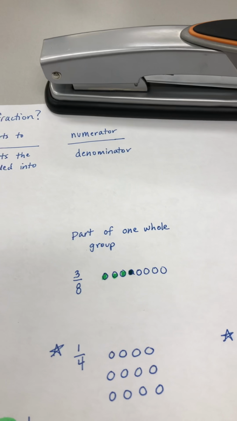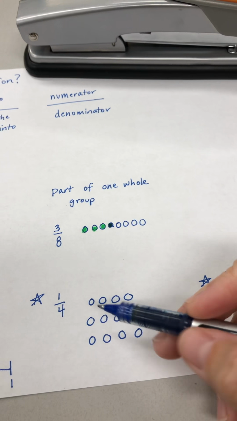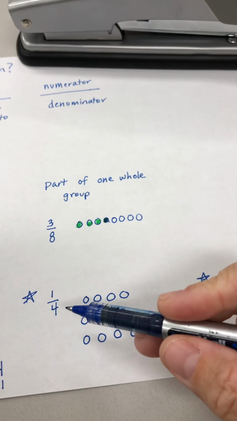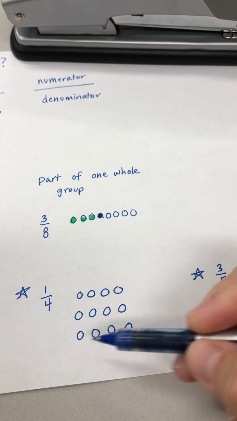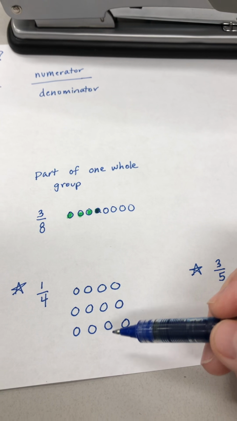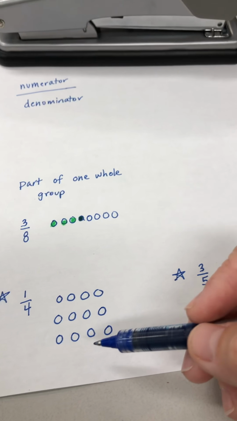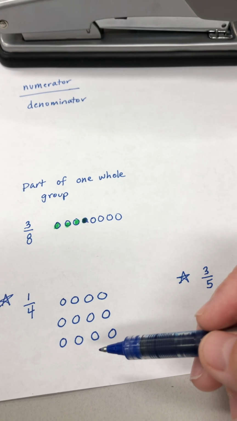3 out of the 8. Or this one gets a little bit trickier, and so I put a star by this. So I'm going to make 1/4 of this group, but this doesn't have 4 things in it. This has 12 things in it.